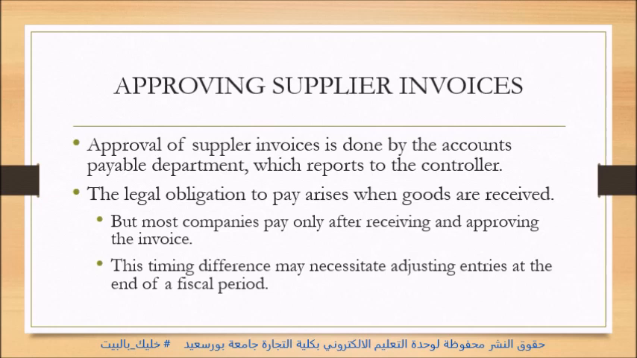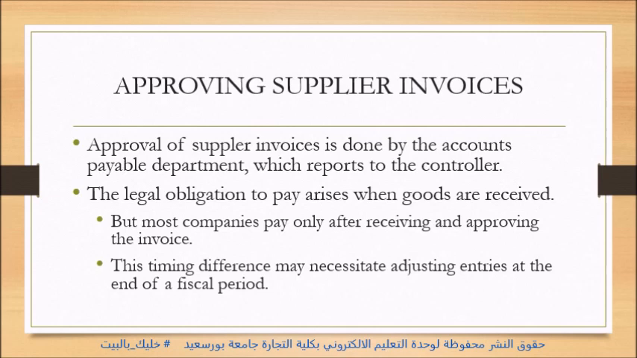The third main activity in the expenditure cycle is approving supplier invoices for payment. The accounts payable department approves supplier invoices for payment. A legal obligation to pay the supplier arises at the time goods are received. For practical reasons, however, most companies record the account payable only after receipt and approval of the supplier's invoice.